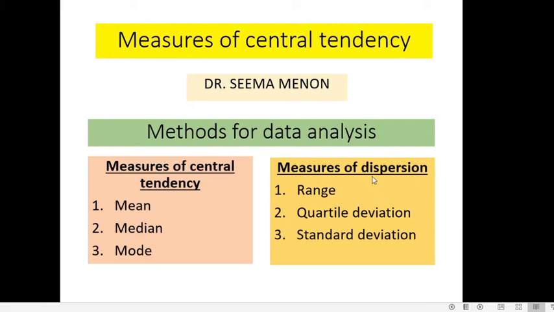Today we will discuss measures of central tendency. After the tabulation and graphical representation of data, we go for data analysis, and there are two measures which we use for data analysis. They are the measures of central tendency and the measures of dispersion. The common measures of central tendency are mean, median and mode, and the measures of dispersion usually used are range, quartile deviation and standard deviation.